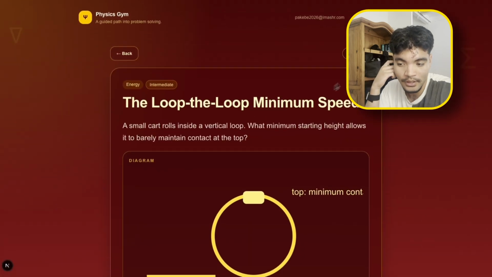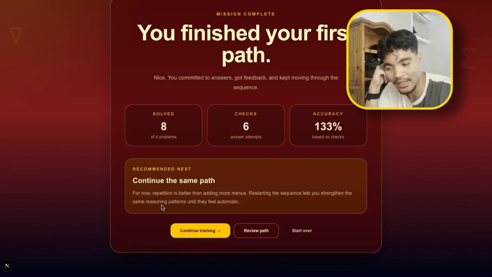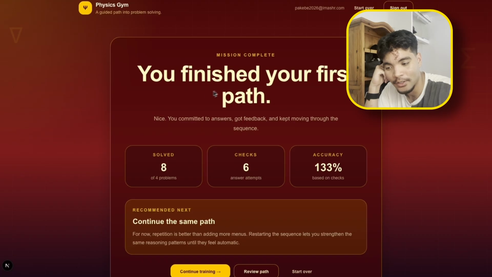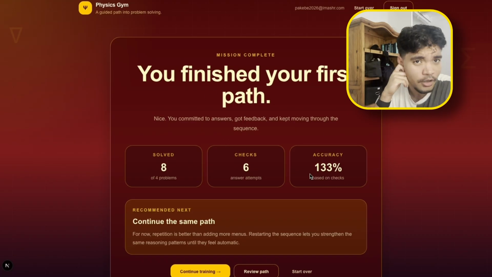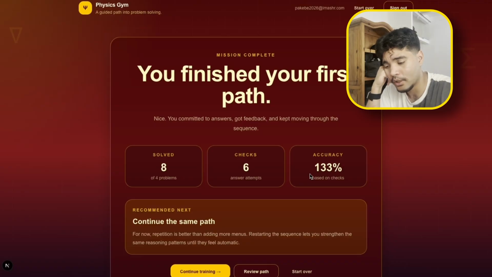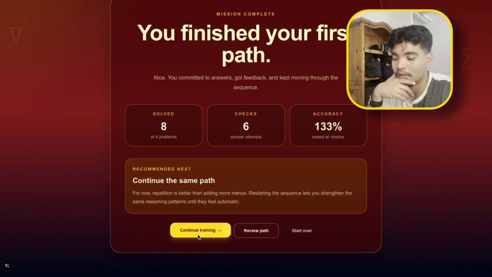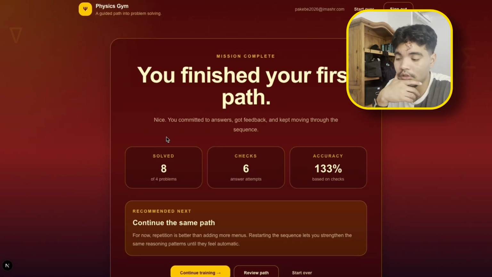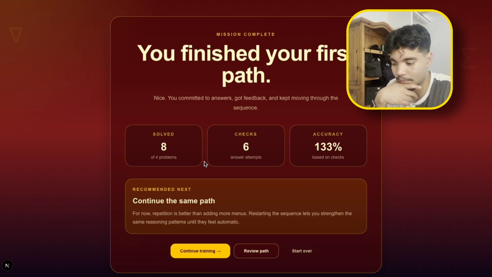Okay, so you see here, problems 4 of 4. We finished 4 of 4. Let's just see what happens next. Finish path. Okay. You finished your first path. Accuracy 133%. Obviously, that's wrong because I got it wrong once, so I need to work on that. Continue training. Solved 8 out of 4 problems. Obviously, that's wrong because I only solved 4. But let's see. Continue the same path.